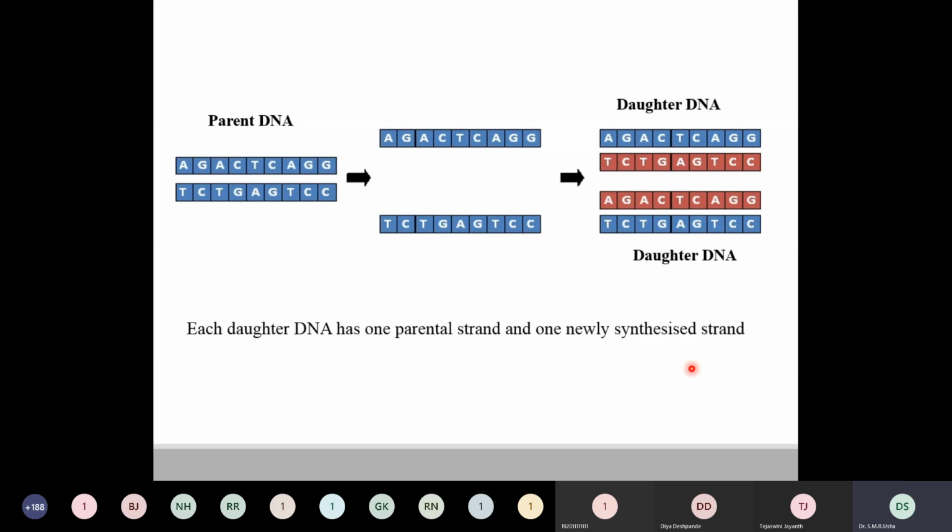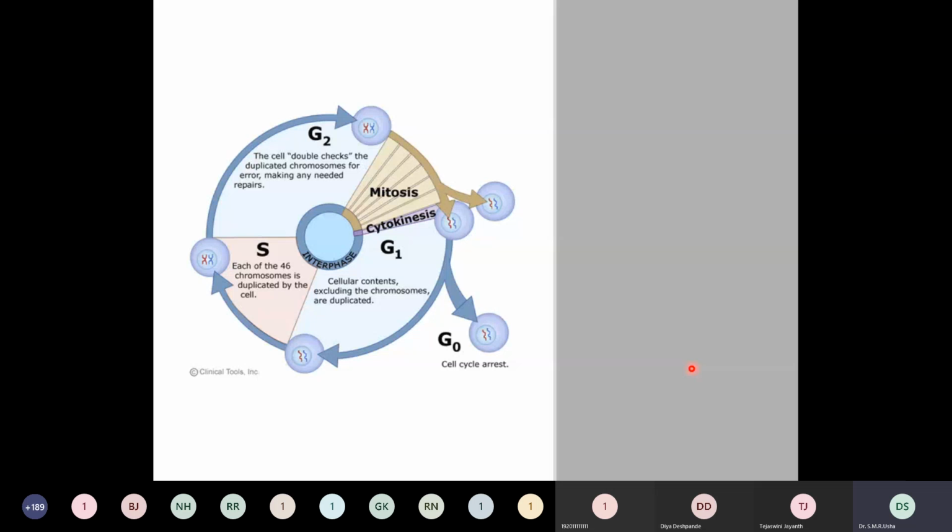See, this is all only for explanation. What you have to know is, when we ask the salient features, you have to write semi-conservative. The parental strand is not conserved as one entity, and one daughter DNA has one parental strand and one newly synthesized strand. We come to the cell cycle.